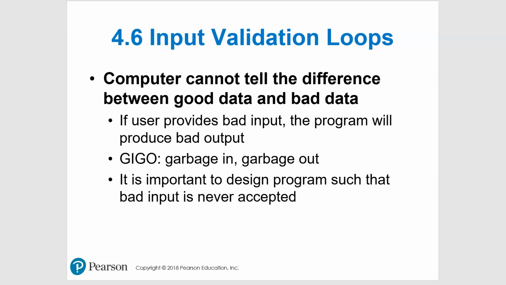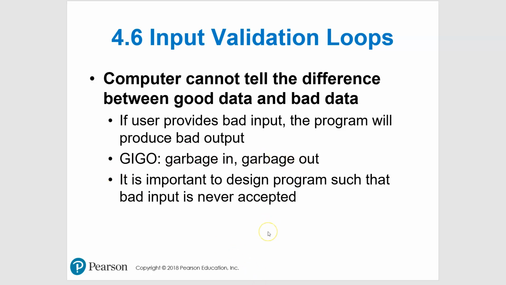Here we are in section 4.6. Now, 4.6 is all about input validation loops, and you'll see as you get to use these that you'll love them. It's great, and it stems from the fact that the computer can't tell the difference between good data and bad data. So if our user is providing bad input, the program is going to produce bad output. So garbage in, garbage out.